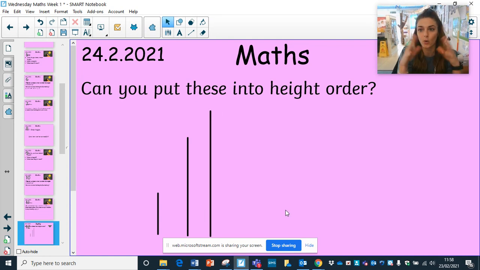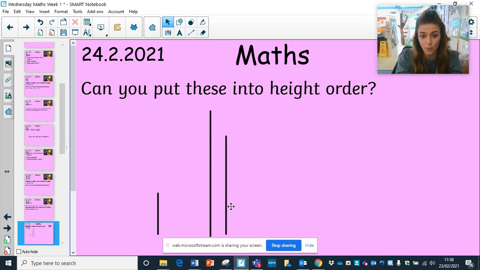Okay, so I've put them in height order. You can do it the other way around. You can have the tallest first and order them that way. But again, just like we do with length, they have to be ordered from the same place, because it's easier to see. If I start moving them around, it's a lot harder to see, especially if they're a very similar length. So if they're really close in length or height, then it's harder to see.